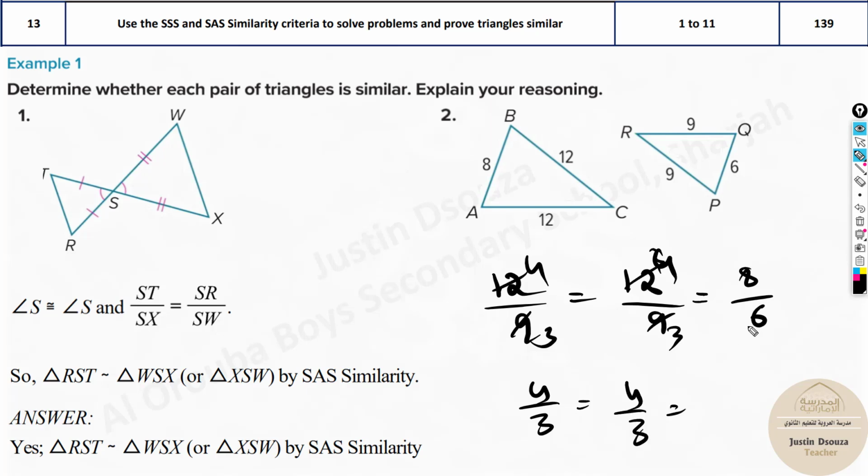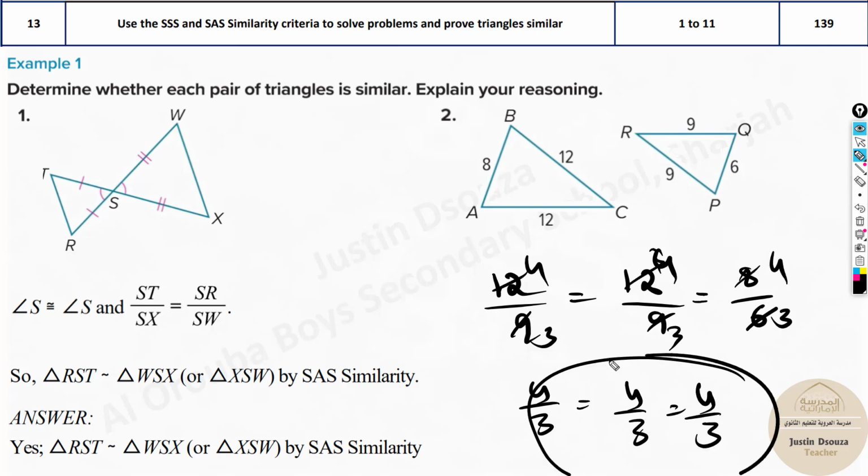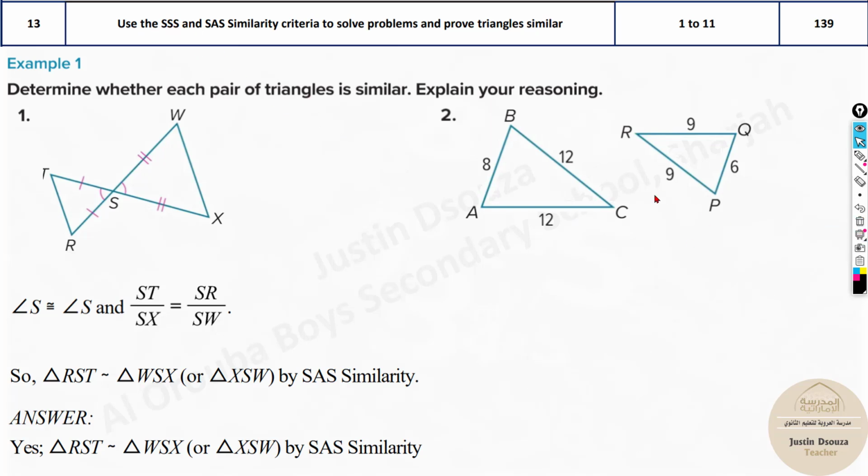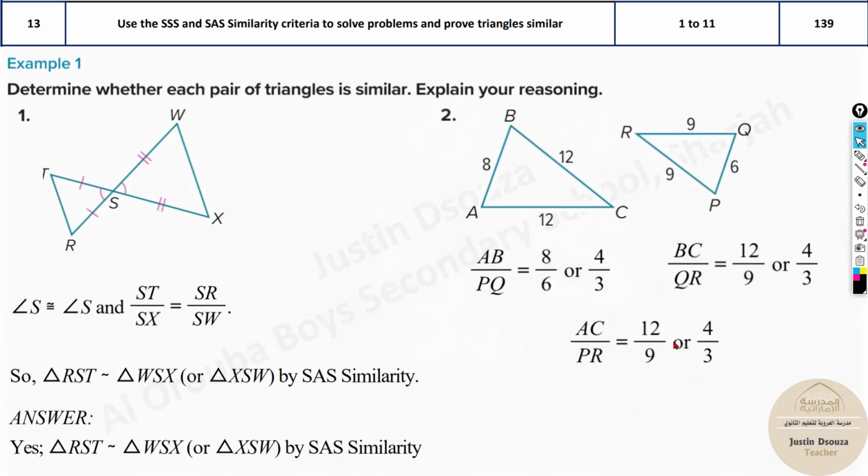And now over here, 2 3s are 6, 2 4s are 8. Yes, they are all proportional. That means it is the SSS postulate. The sides are not all equal, they are proportional. That means all have the same scale factor over here. So you can see all the scale factors are 4 by 3. Hence, they are SSS similarity. So these triangles are similar.